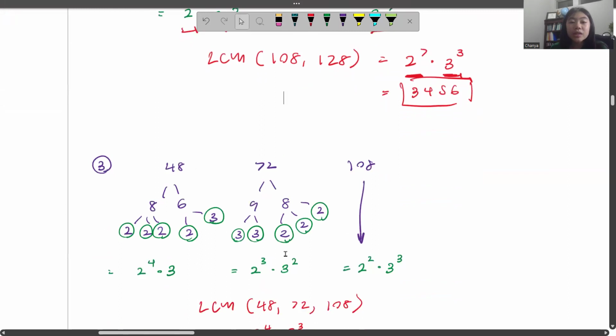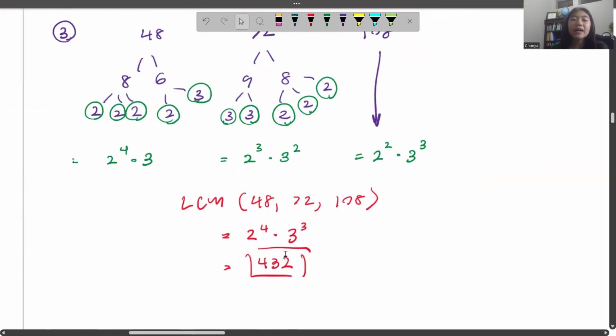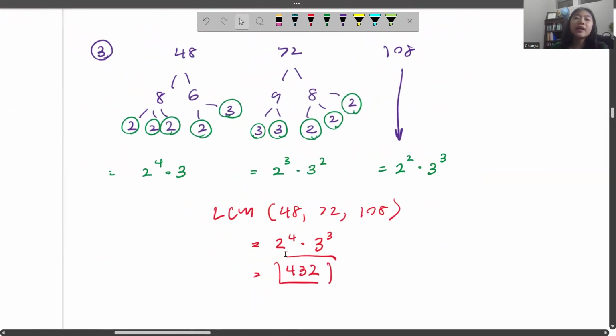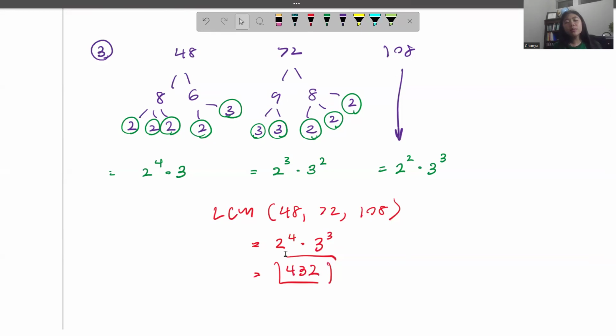Okay, so now for question number 3. Question number 3 has 3 numbers. That's 40, 48, 72, and 108. So this might seem a bit challenging at first because it's 3 numbers, but in reality, you use the same method. So you prime factorize each of the numbers, which I have done here. And then again, you just take the highest power of each of the prime factors within those 3 numbers.